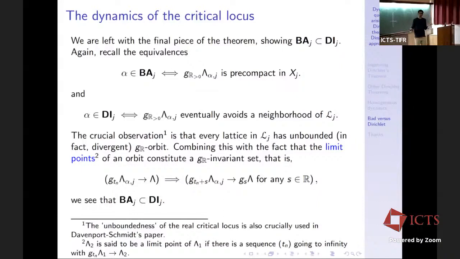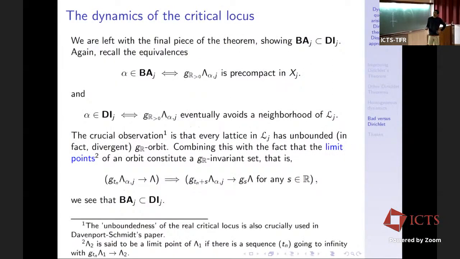Just, yeah, one line. Okay, and I'm also talking about limit points of lattices, lambda alpha j. So when I say limit point of an orbit, I mean there's a sequence of times Tn going to infinity such that lambda 2 is a limit point of lambda 1 if there's a sequence of times Tn going to infinity with GTn lambda 1 converging to lambda 2.